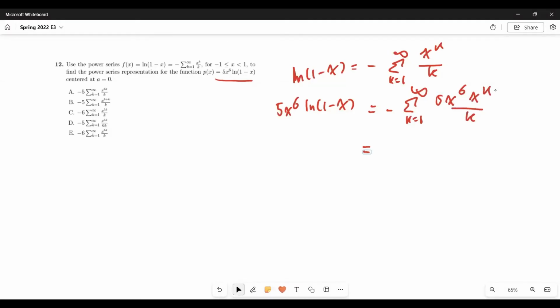And you can take out negative 5, right? So take 5 outside, so this becomes negative 5 times the sum from k equals 1 to infinity, and then x to the 6th times x to the k is written as x to the 6 plus k over k, right? You can write that like that. So then this just becomes the answer B. So the answer is B.